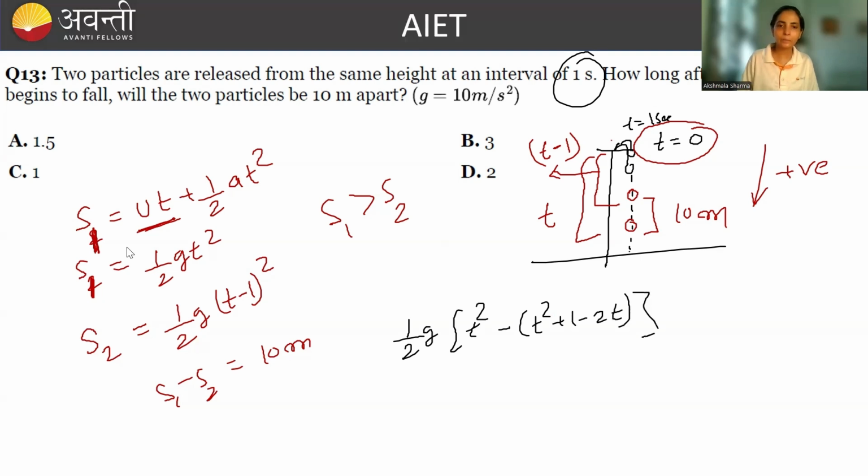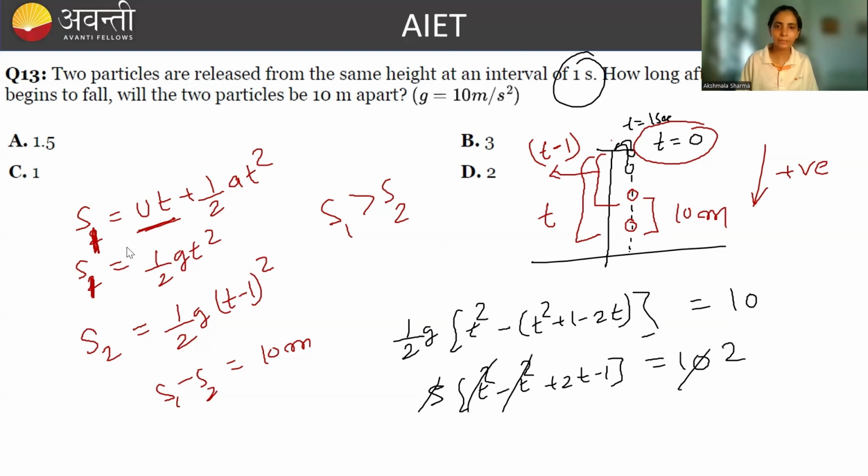And this is equal to how much? 10. So if you solve it, this is 10 by 2, so this is 5. t square minus t square plus 2t minus 1 is equal to 10 by 2, that is 5. So t square cancels out, and this is 2t equal to 3. So t equal to how much? This is 3 by 2, that is 1.5 seconds. So the correct answer should be what? It should be 8.